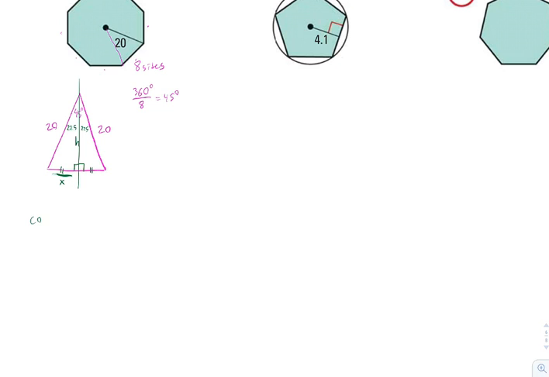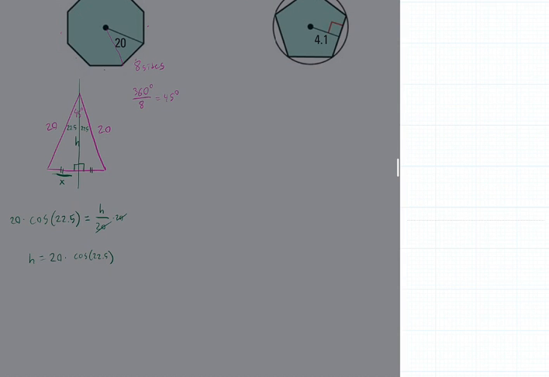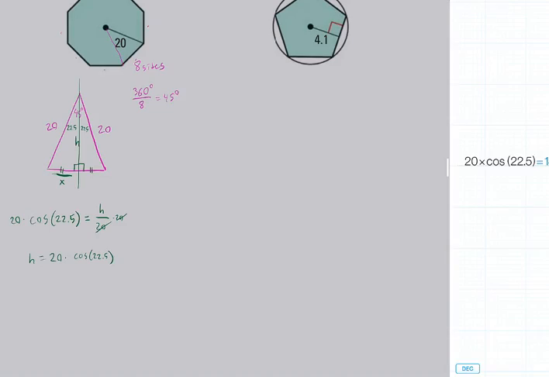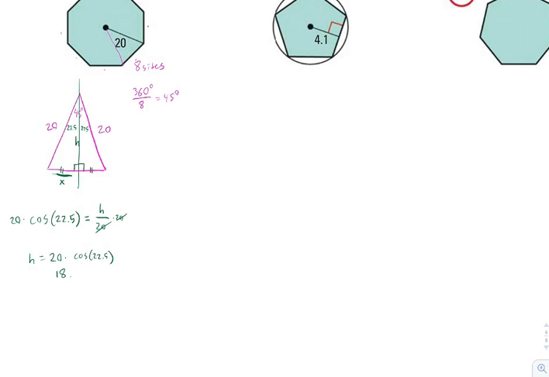Okay, so I know the cosine of 22.5 is equal to h over 20. So multiplying by 20 on both sides, I get that the height of this, or the apothem of my shape, is 20 times cosine of 22.5. Okay, so that's 20 times the cosine of 22.5. My writing is not so good. That's 18.477. Okay, so that's my apothem.